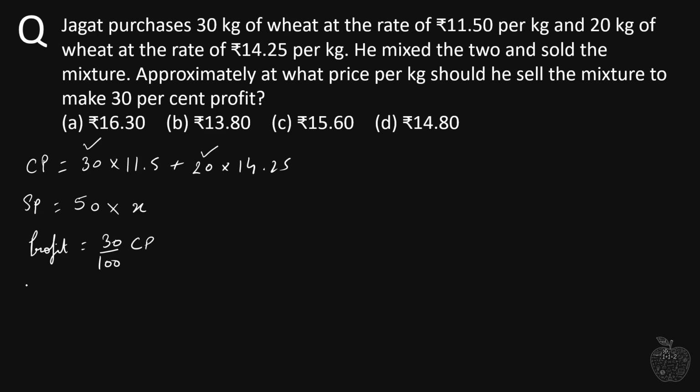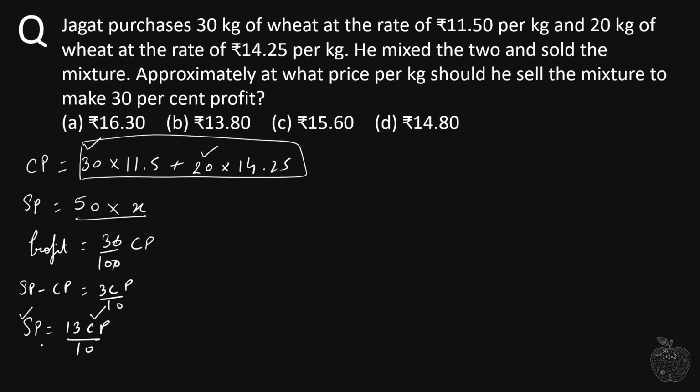Now we know that profit is equal to selling price minus cost price, right? This is equal to 3 CP by 10, right? Now this CP will go on the right hand side and get added. So we get SP, which is equal to 3 CP by 10 plus this CP, which will give me 13 CP by 10. Now what we have to do is substitute the value of SP here, which is 50x. Substitute the value of CP here, which is this entire thing, right? We'll get an equation. We have to solve this equation and then get the value of x here. All right. Now this is how you solve the question the normal way.